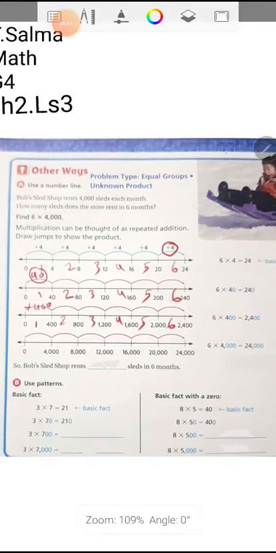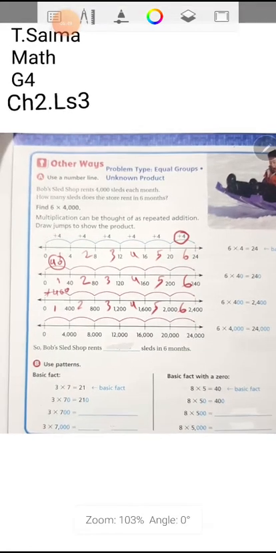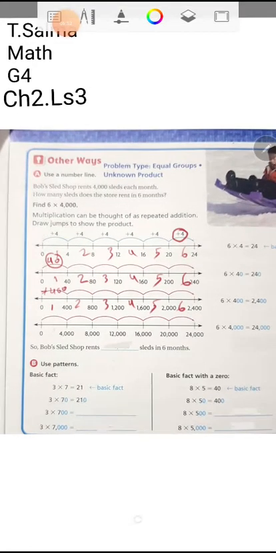Now if I want to multiply the same number by 4000, here I will jump between thousands numbers on the number line. Each jump will be 4000, and I will repeat it 6 times. So to find the answer, I will multiply 6 by 4 and put 3 zeros next to the answer. So the final answer will be 24,000, and this is the final answer that I want to find for this multiplication.